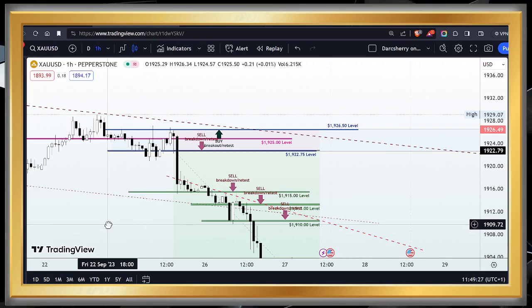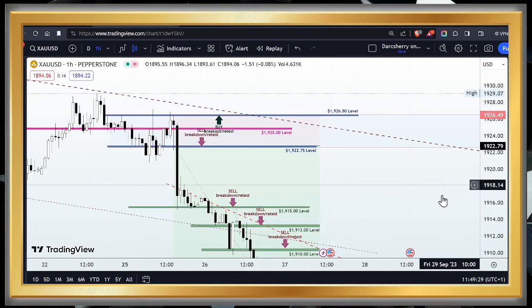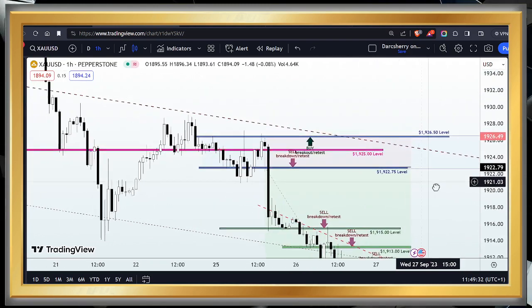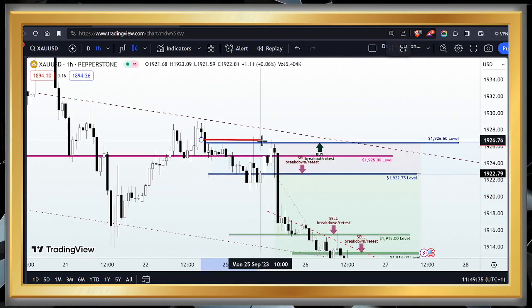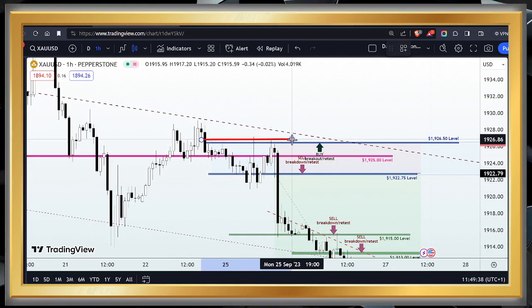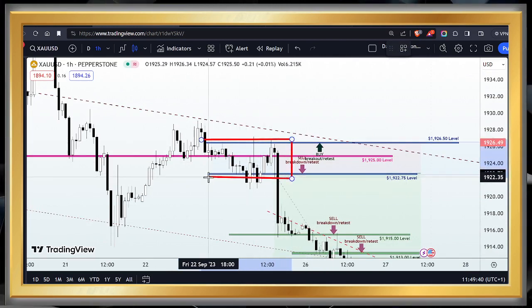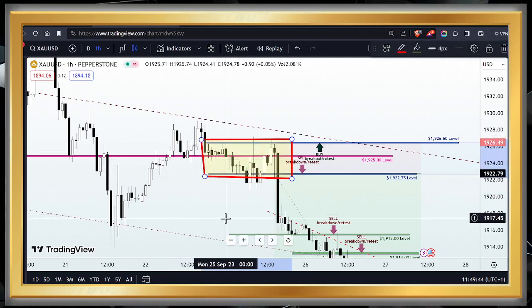Now, at the beginning of the week, from a technical standpoint, I told you how we spotted this range here where price was initially confined within the $1,926.50 level and the $1,922.75 area, giving us an insight into the level of uncertainty at that particular point in time.